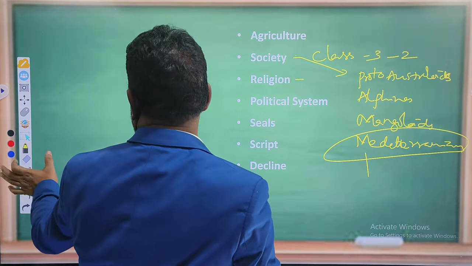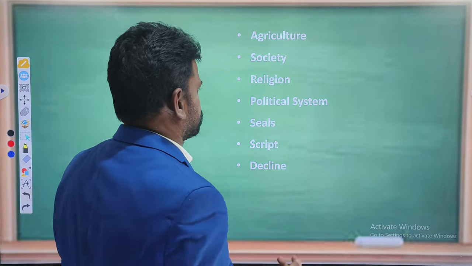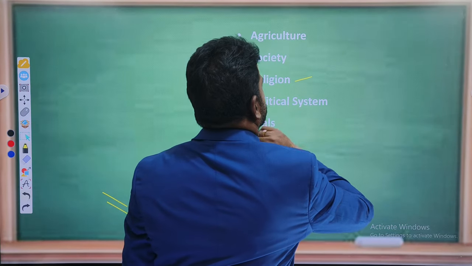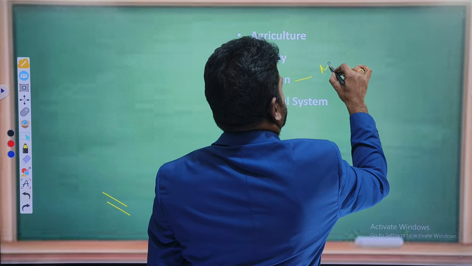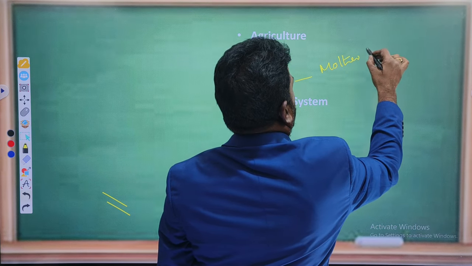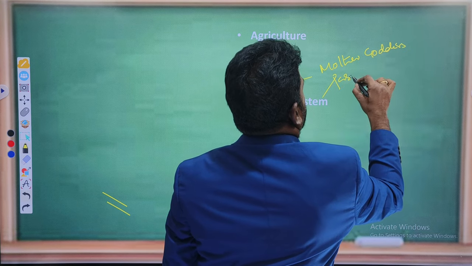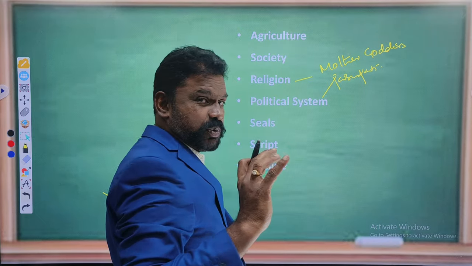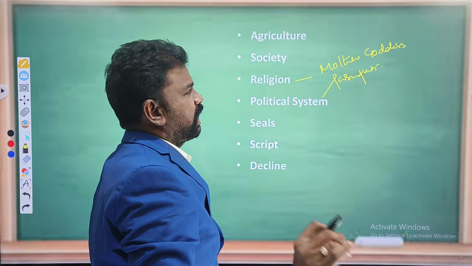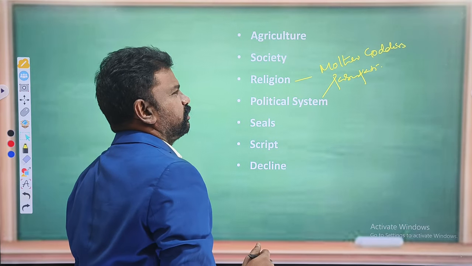After this, religion. They did not follow a certain religion, especially in this period. They worshipped the mother goddess, the main deity. Pasupati Mahadeva was also found at Mohenjo-daro. Mother goddess was found at all the places except Kalibangan. Pasupati Mahadeva was found at only one place, Mohenjo-daro.